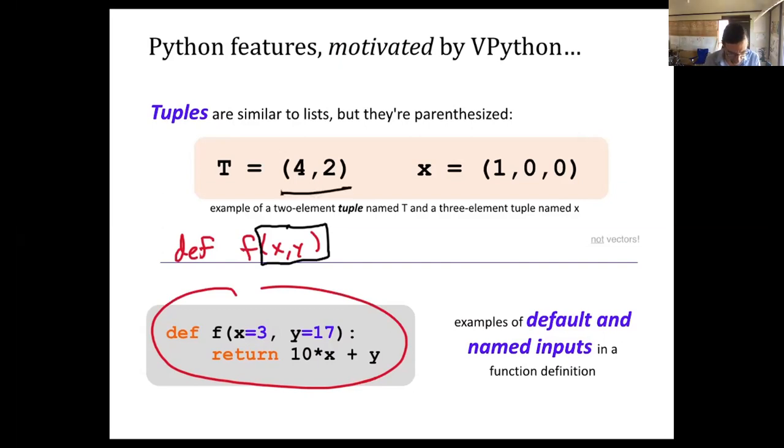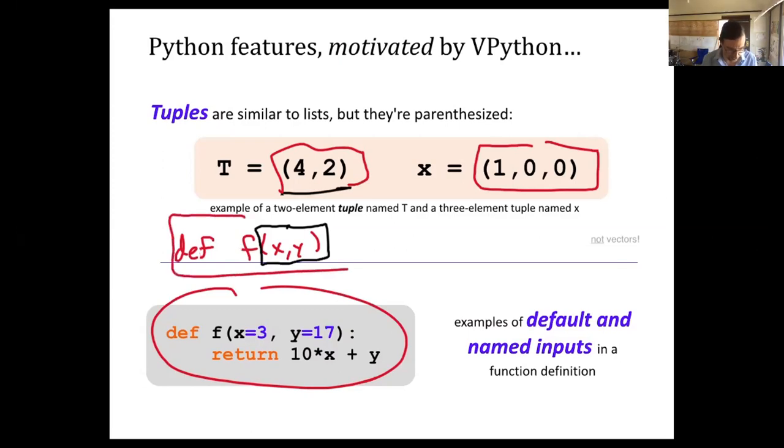So these are examples of tuples: 4, 2 is a very simple example. It just looks like a 2-element list. Here, this looks like a 3-element list. And again, there are times you're going to use tuples instead of lists. One obvious time is when you're defining a function. You'll always use tuples instead of lists in a function definition.